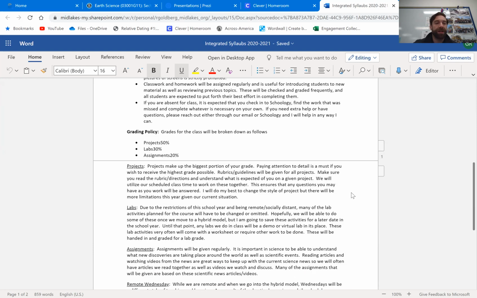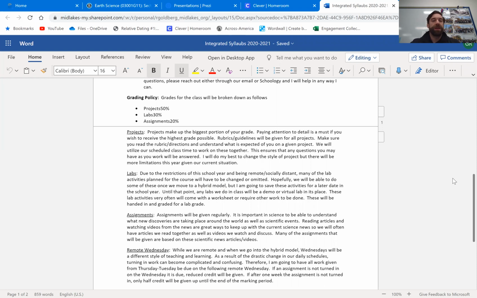Now, the way that I'm going to break down the grades for the class is pretty similar to the way that I would break down the earth science class if they had me a few years back. The only big difference is there are no quizzes or tests in this class. They all come from research projects. Those are going to be the biggest portion of their overall grade. That's going to be 50%. We do have some lab activities, although they are going to obviously be a little bit different this year. That's going to be 30% of their grade. And then just general work, general assignments that I provide outside of that, that's going to be 20%.